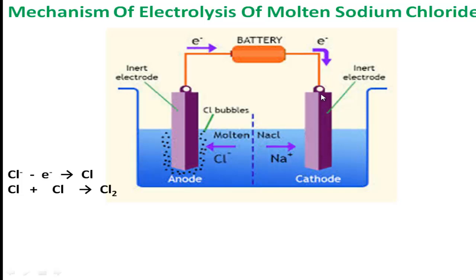We know that the cathode is a negatively charged electrode, so it attracts positively charged ions, that is, cations. So when a sodium ion reaches the cathode, what will happen? A reduction reaction takes place, and reduction means acceptance of electrons. Follow here: when a sodium ion reaches the cathode, it accepts an electron and is converted into metallic sodium.